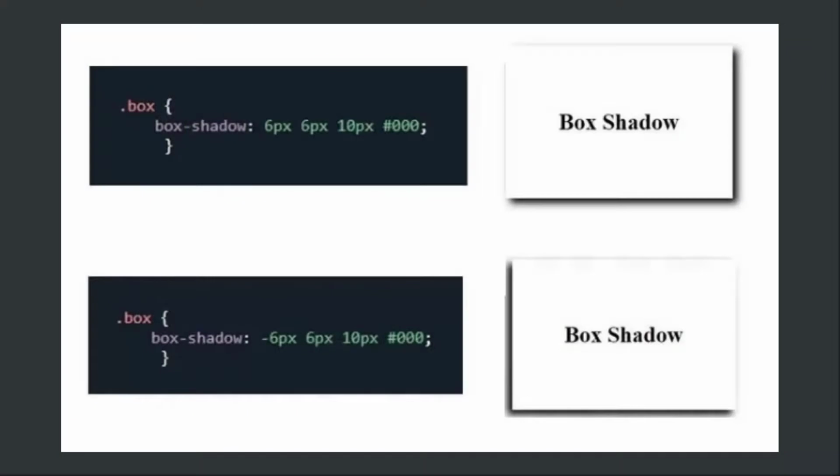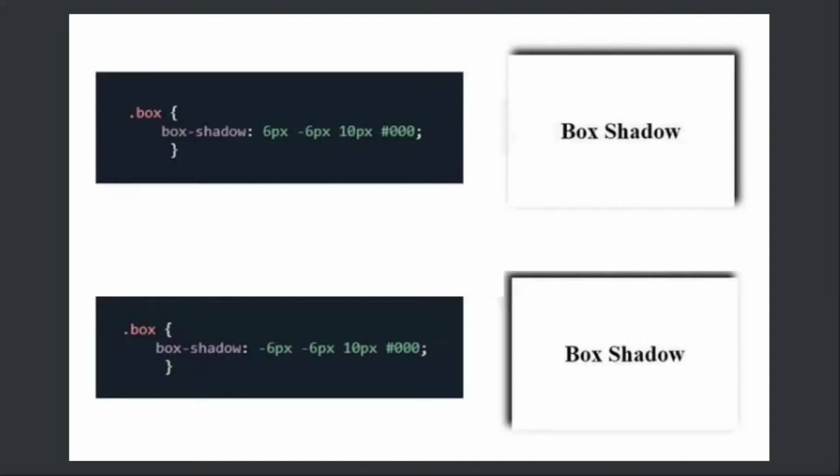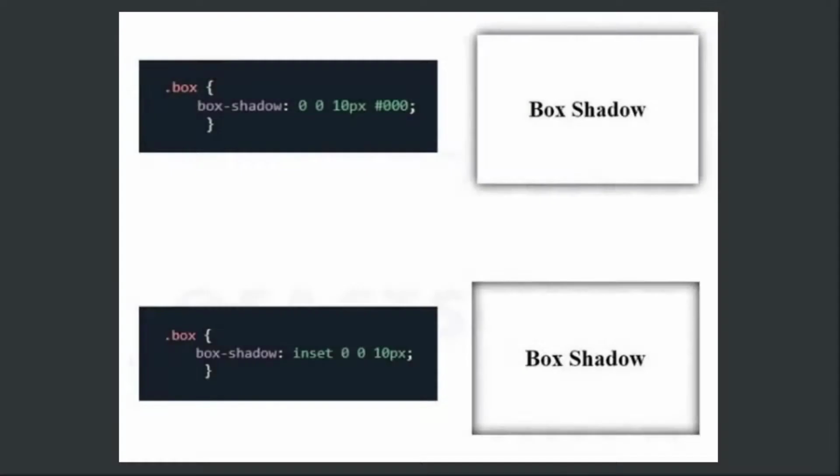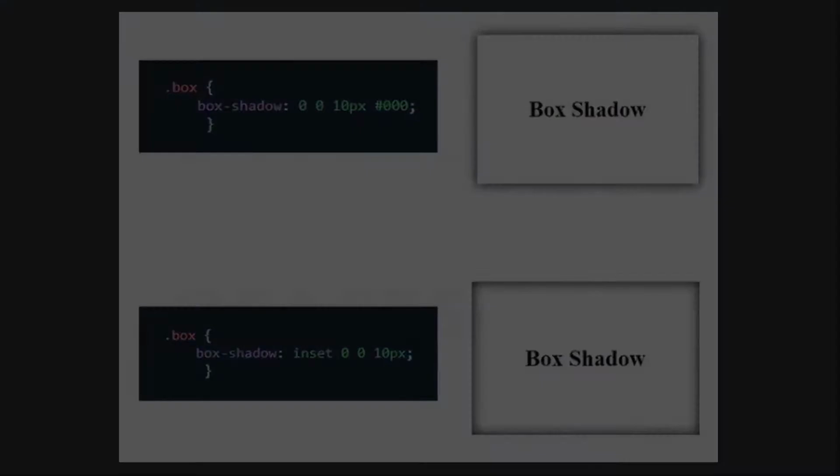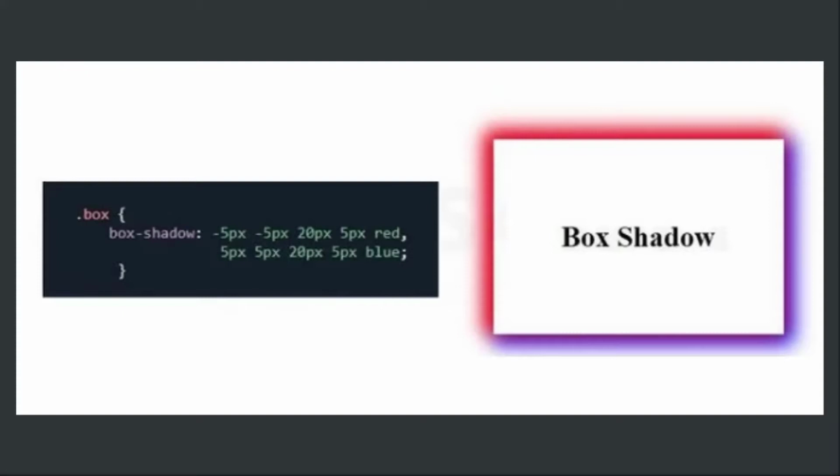Now let's have a look into some examples of box shadow. The box shadow CSS property adds shadow effects around an element's frame. You can set multiple effects separated by commas. A box shadow is described by X and Y offsets relative to the element, blur and spread radius, and color.